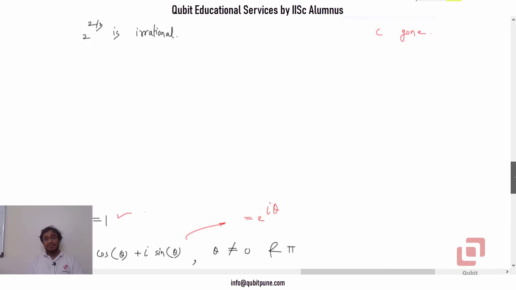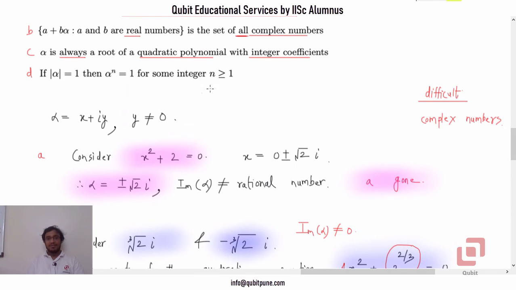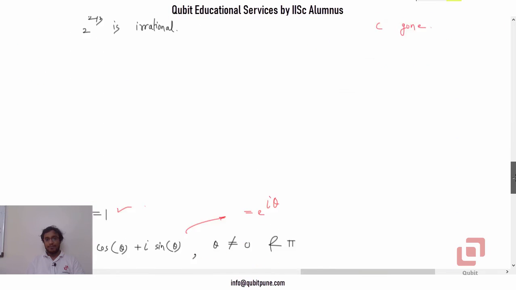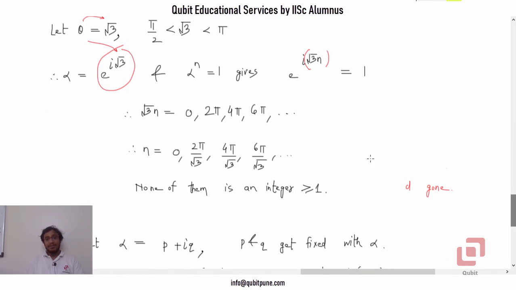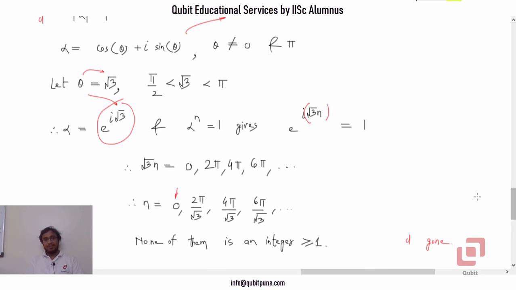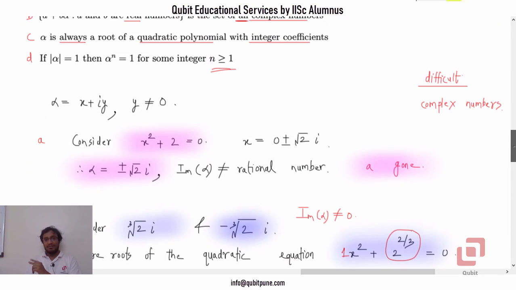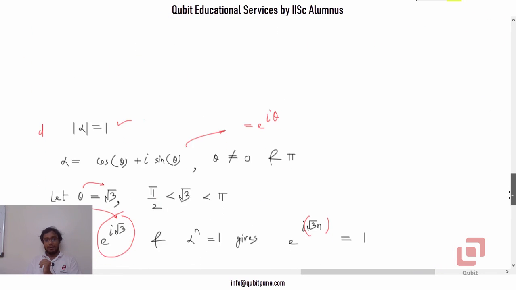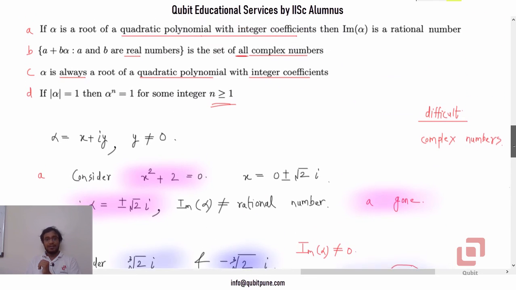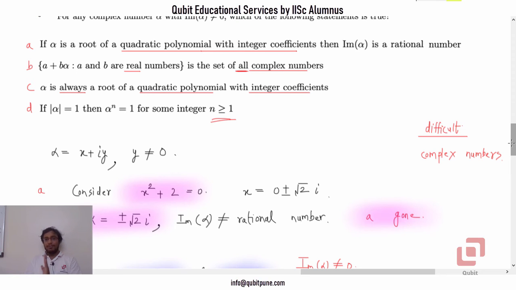Now n's value given in option D is some integer greater than or equal to 1, and none of them turns out to be an integer except 0. Well, 0 is an integer, but it is not greater than or equal to 1. So we have a complex number here, e raised to i root 3, whose modulus is equal to 1, but that number raised to any positive integer is never going to give us 1. So option D is wrong. Because A, C and D have gone, what remains is B. So B is the right option, but we will now also prove that it is the right one.